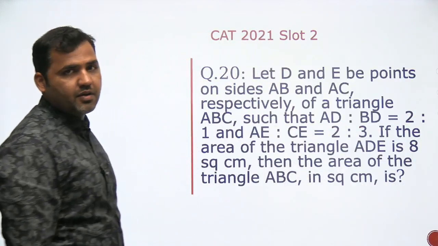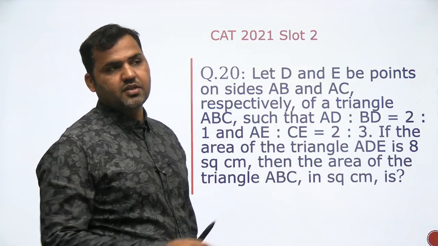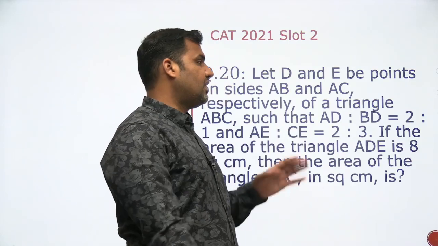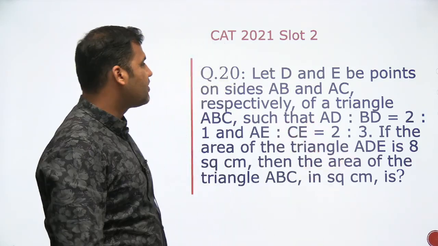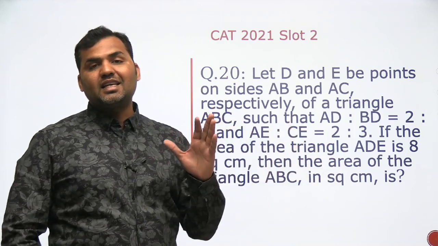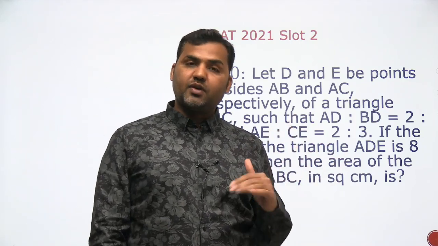Now look at the geometry question, guys. So we have done all arithmetic questions, number system questions, PNC, algebra. We're left with only three geometry questions. Geometry, I would say, was the easiest section of CAT 2021.